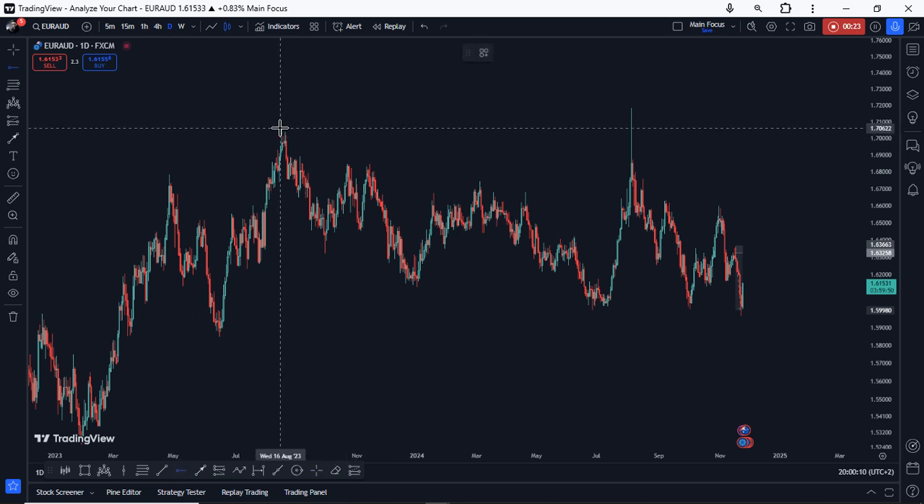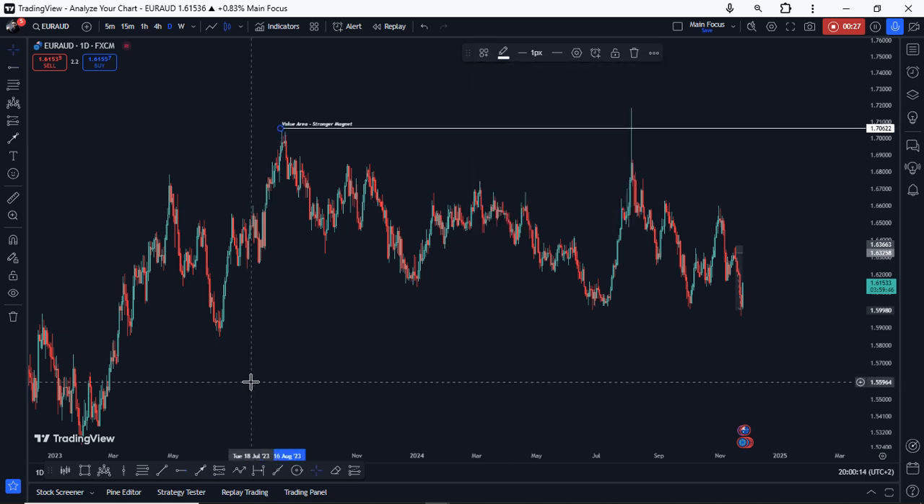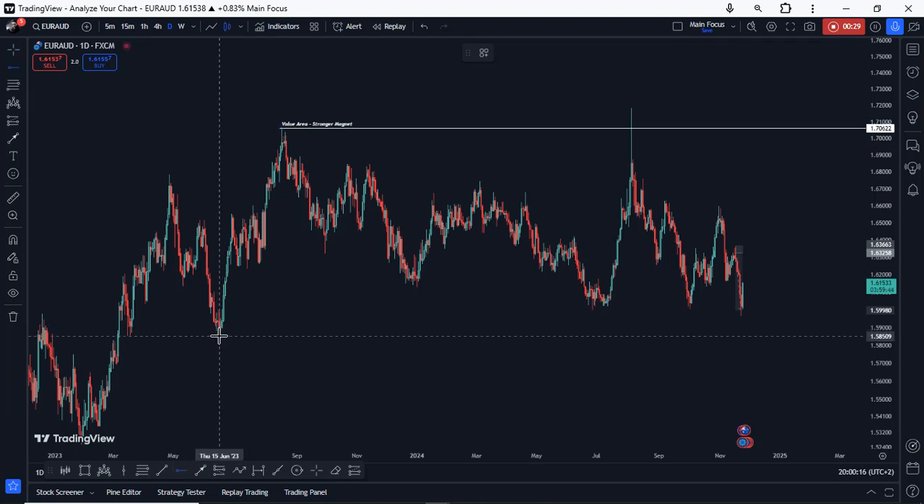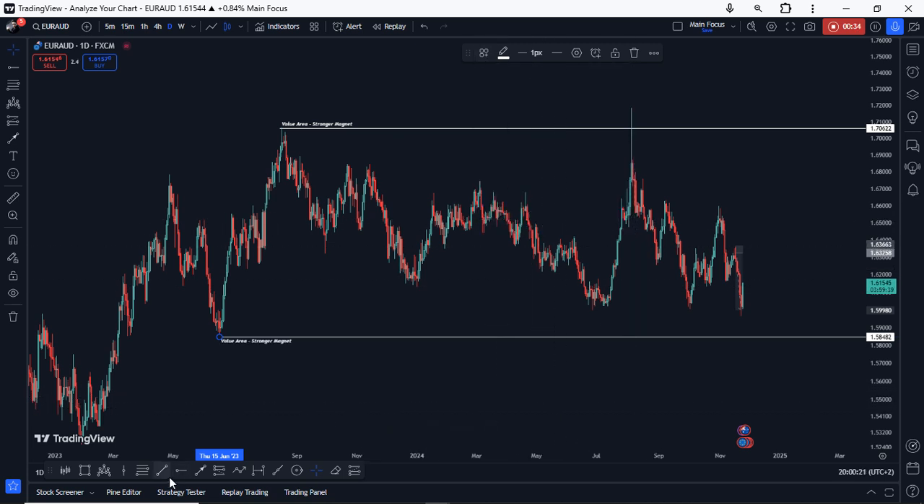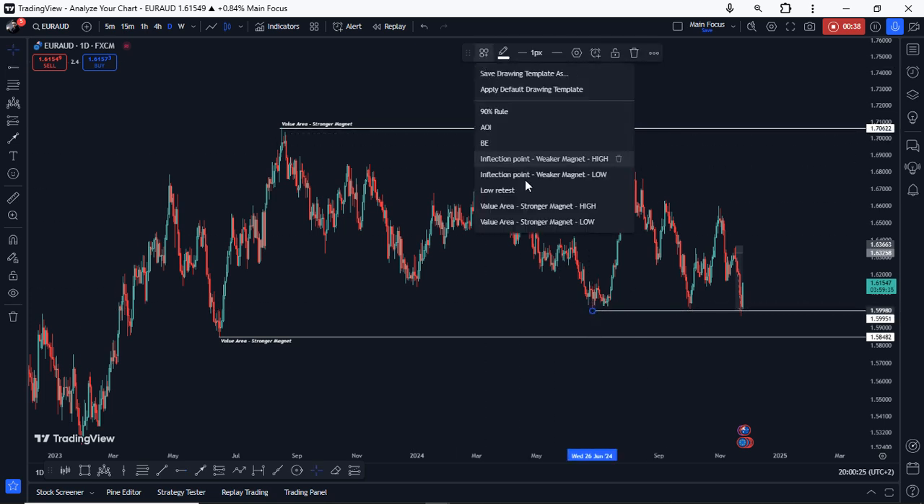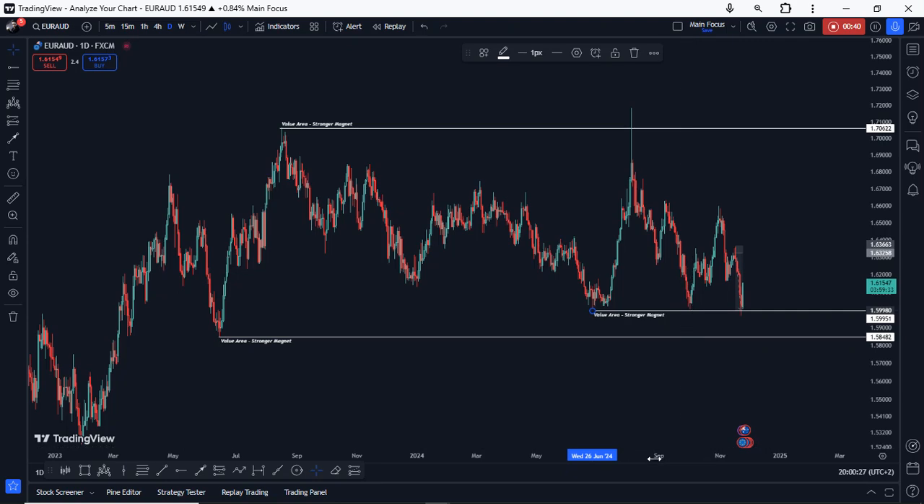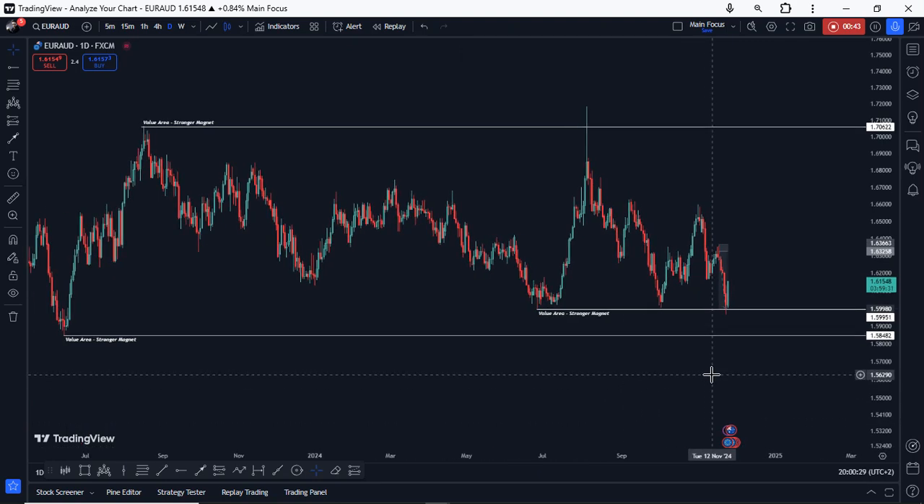This is EURAUD. First thing, I'll be labeling the value areas, to start with the highs and the lows. We've got our high and low there, and then we've got our low there. Value area, it's an important area.